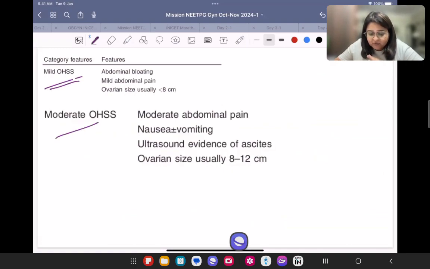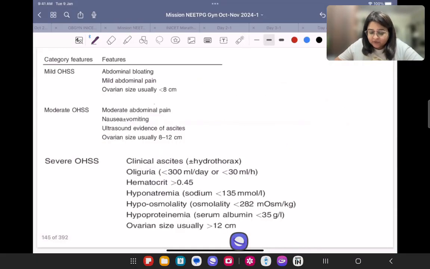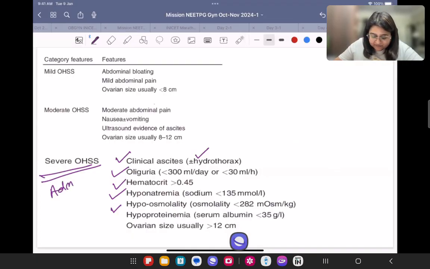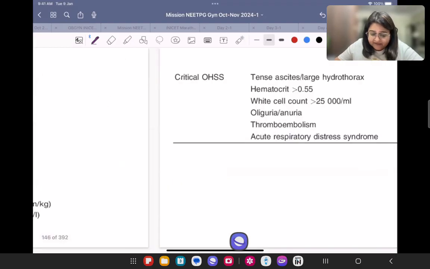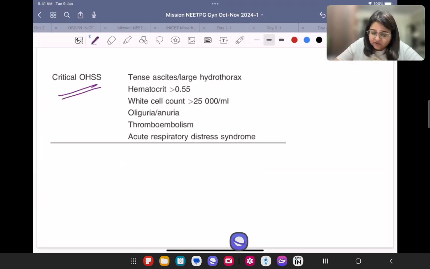So you have mild OHSS, moderate OHSS, both can be managed in the OPD setting. They don't need admission. But once she has severe OHSS, that means she has ascites, pleural effusion, she's going into renal failure, the hematocrit goes up, electrolyte imbalance worsens, there is hypoproteinemia, okay, then she requires admission. And critical OHSS, she's at a higher risk of thromboembolism, DVT, and ARDS. So such patients require critical care support, and usually they require supportive care in the ICU.